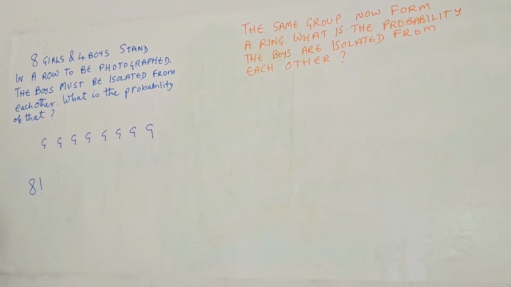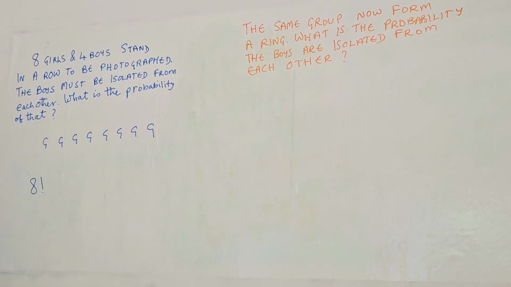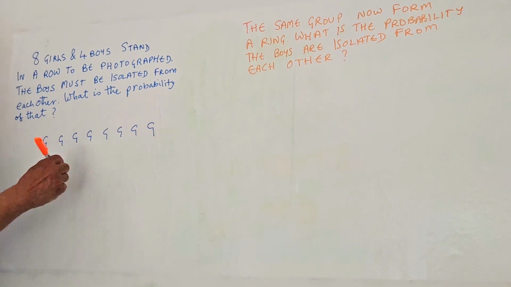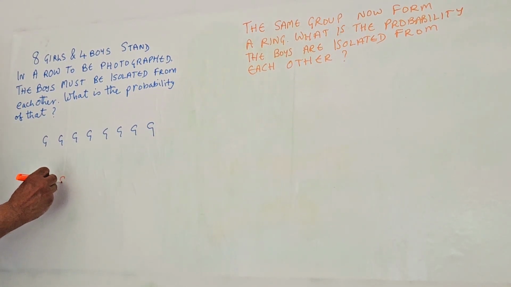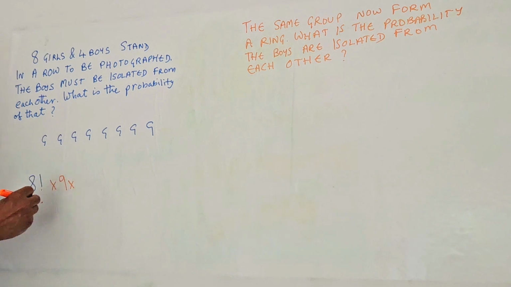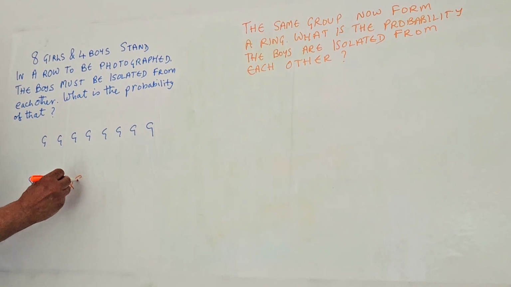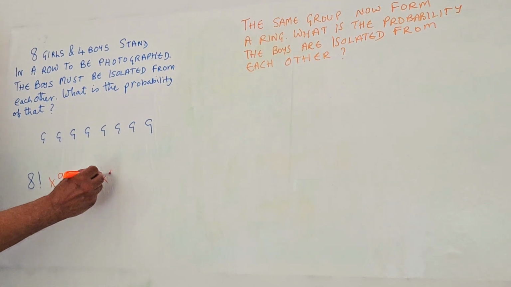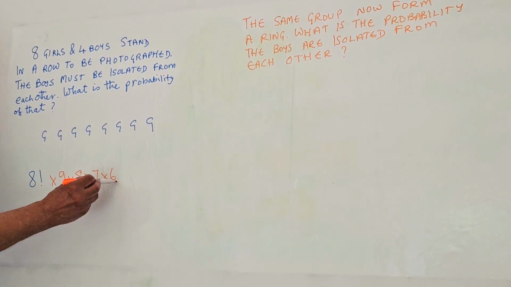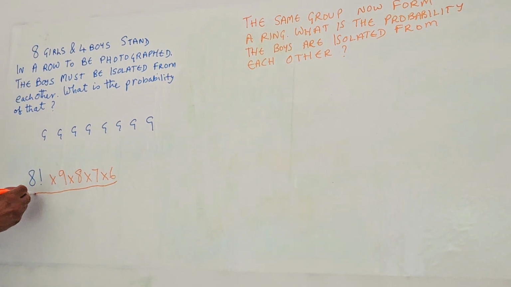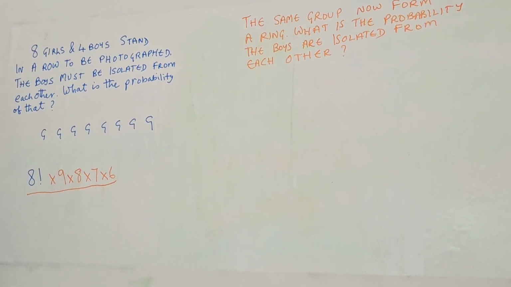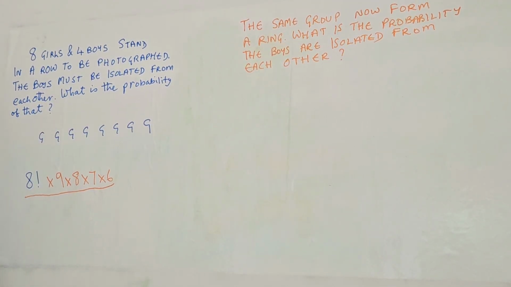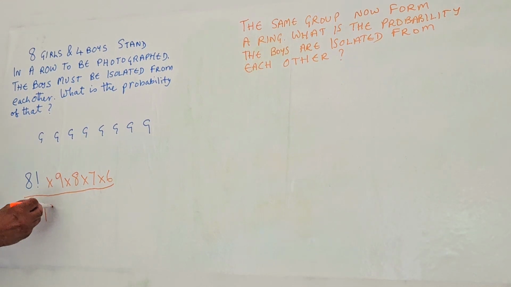4 boys, and the first one can be put in 1, 2, 3, 4, 5, 6, 7, 8, 9 places. Then there are 8 places available, so the next one can go in 8, and the next one can go in 7, the next one can go in 6. So that's the total possible number of arrangements. Now there are 12 people altogether, so the total number of arrangements, mixing them all up, would be 12 factorial.